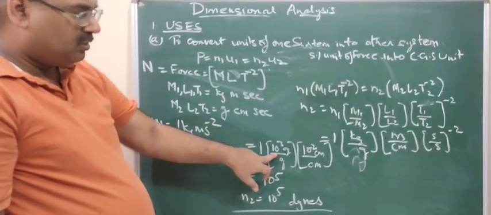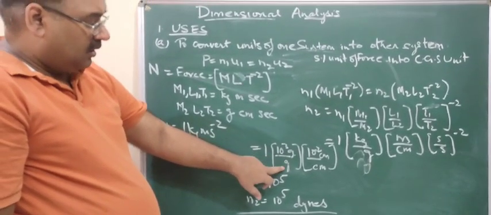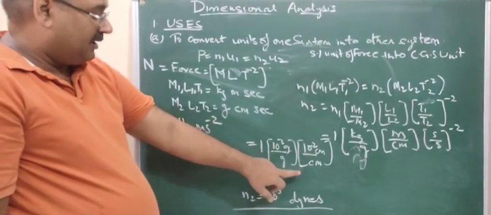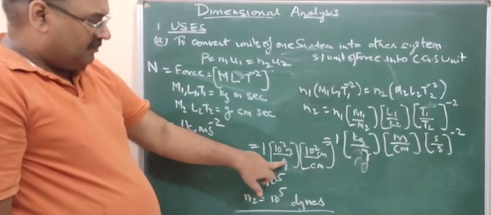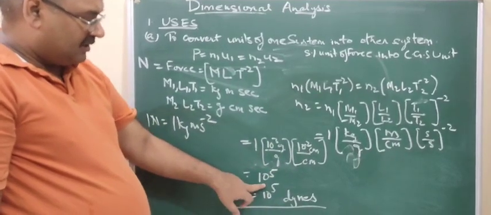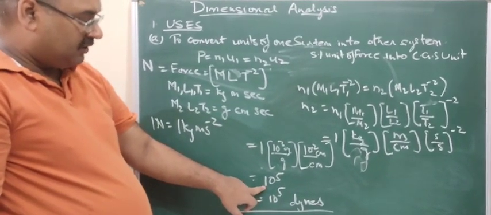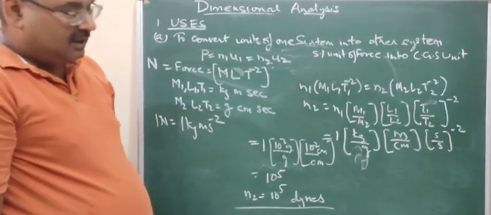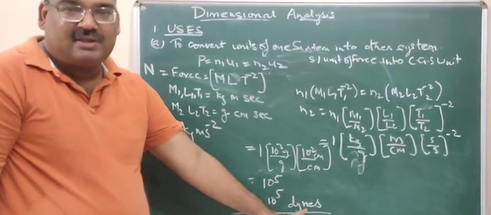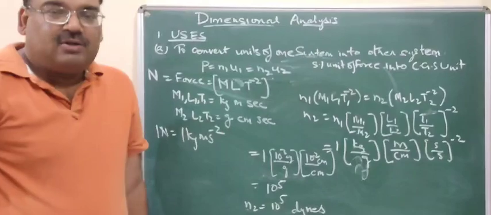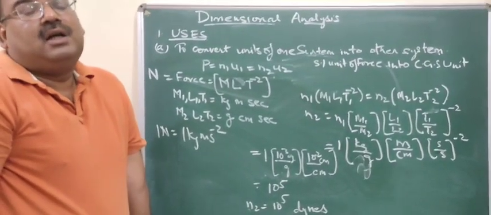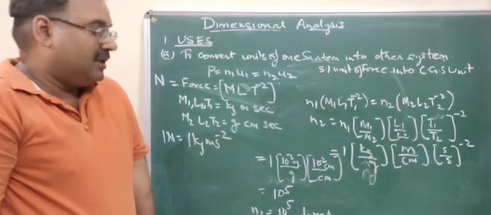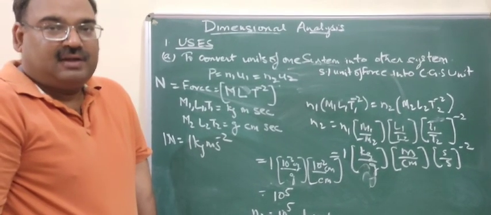Now 1 kilogram is equal to 10 raised to power 3 grams upon gram. 1 meter equals 10 raised to power 2 centimeter upon centimeter. यहाँ ग्राम से ग्राम यूनिट कैंसिल हो गई. यहाँ पर N2 की वैल्यू क्या हो गई, 10 raised to power 5. So N2 is equal to 10 raised to power 5, and the unit in CGS system is dyne. So we have found out the numerical value of the Newton in CGS system, that is 10 raised to power 5 dyne. I hope it's clear.